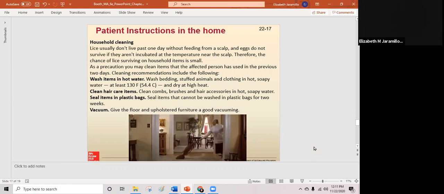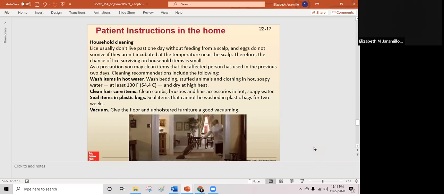So wash all items in hot water, at least 130 degrees Fahrenheit, and dry at high heat, including any stuffed animals and clothing. Clean hair items such as combs, brushes, and hair accessories in hot soapy water. I would suggest throwing them out and just getting new ones. I mean, a brush is like $2 at the dollar store. It's not that big of a deal. Most people probably throw them away.